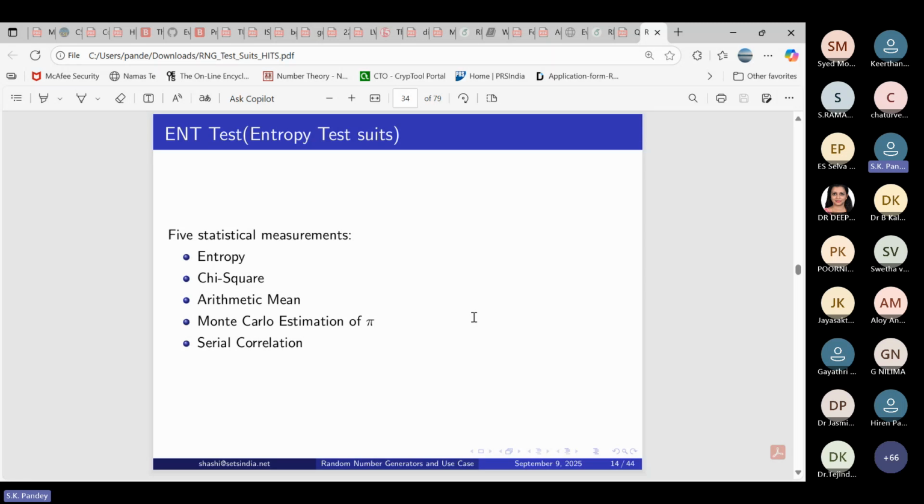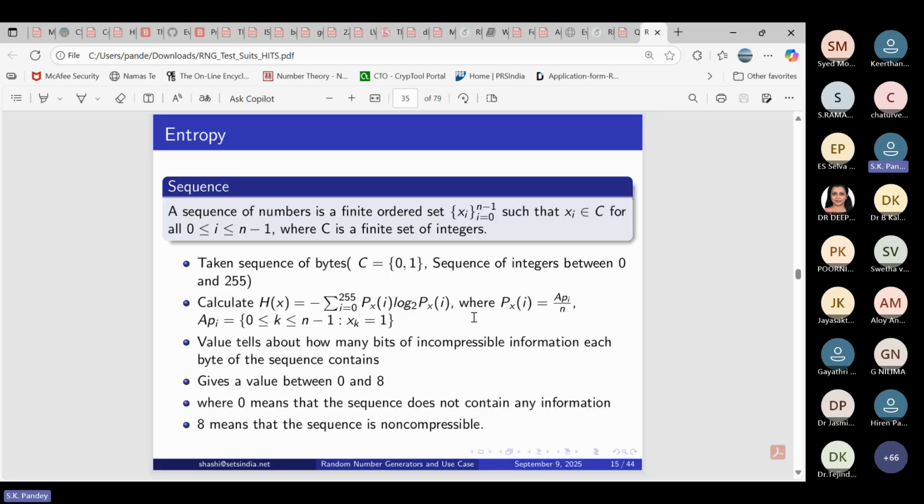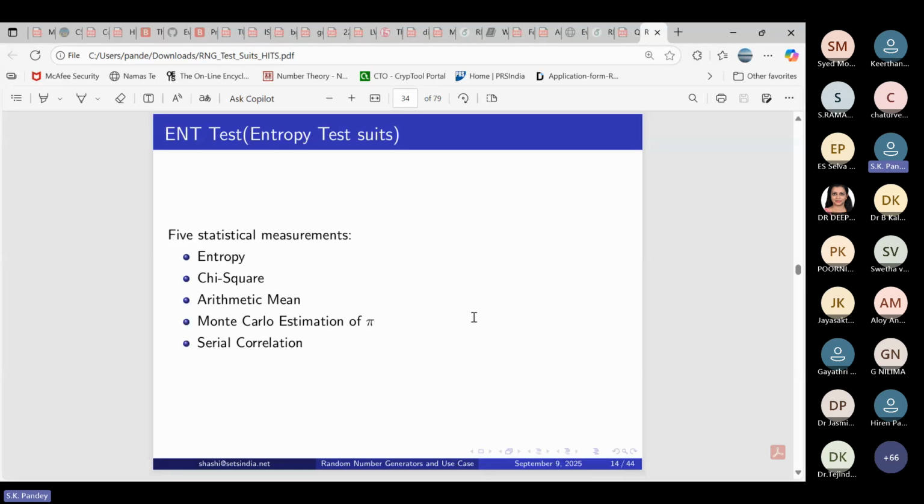If you see one case of how those test suites have been designed, I can tell you what the entropy test, the ENT test, does to test the generated binary sequence. It has a collection of 5 tests. The first one is the entropy test, the second is the chi-square test, then the arithmetic mean test, Monte Carlo estimation of pi, and serial correlation. I'll give you a brief idea about each of them.